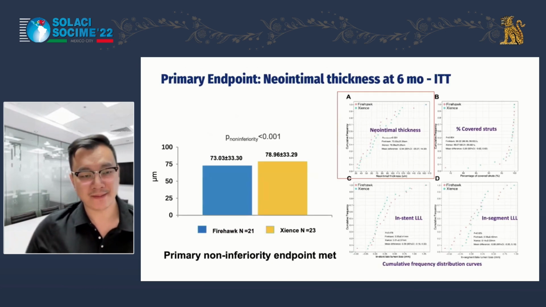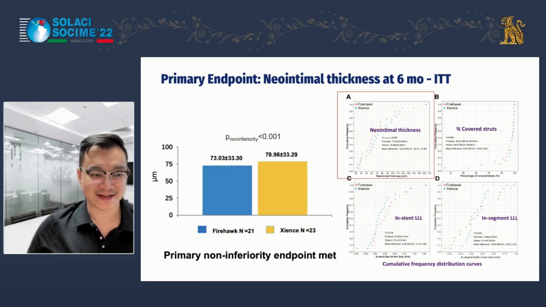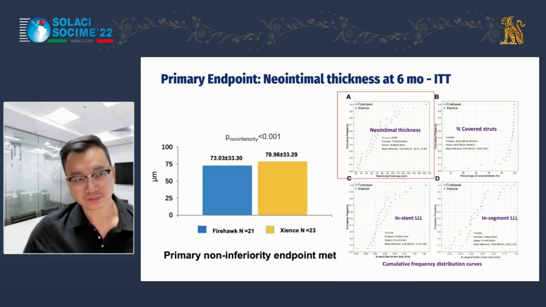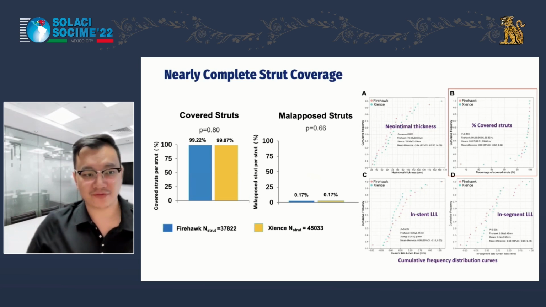This is the primary endpoint. The neointimal thickness was 73 micrometers in the Firehawk arm and 78 in the Science arm. The primary non-inferiority endpoint was met. Regarding the coverage of the stent, basically both stents exhibited 99% coverage. The malapposed strut rate was really low, 0.17%.